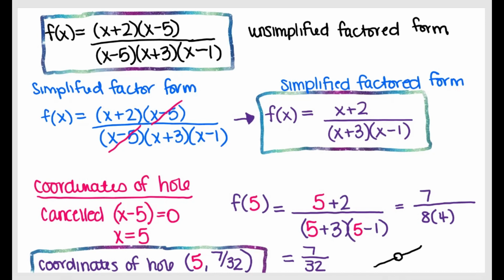That circle or that point at 5 comma 7 over 32 is going to be open. We cannot close it in. So if you had something like this, not okay. It's got to be an open circle or a hole at 5 comma 7 over 32.